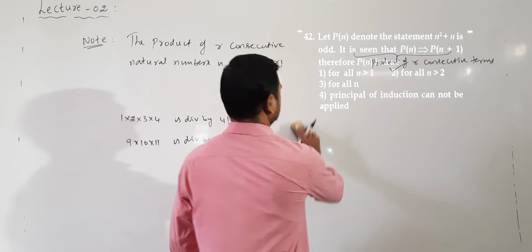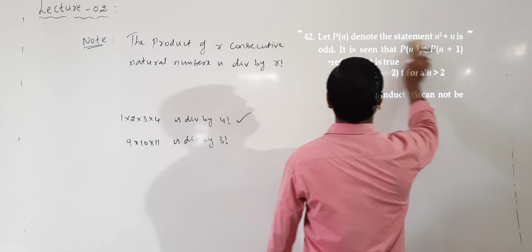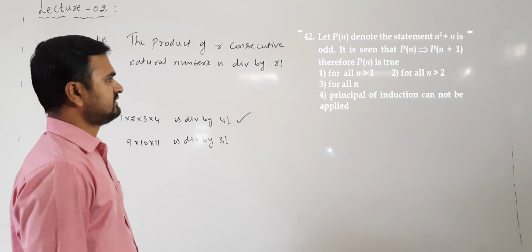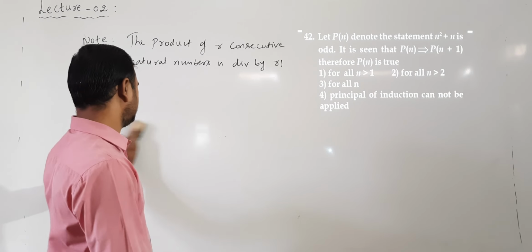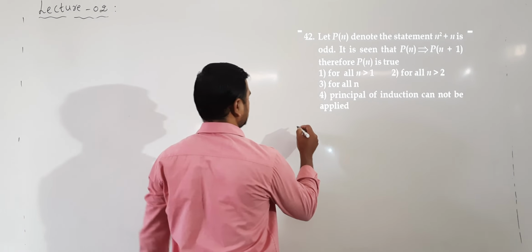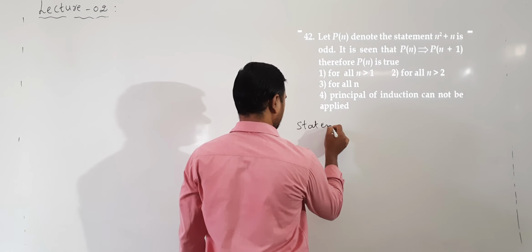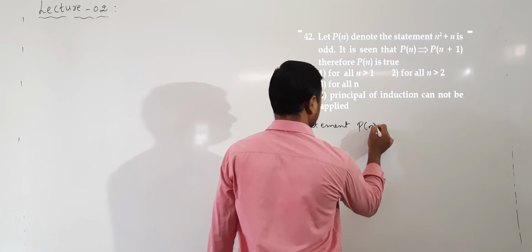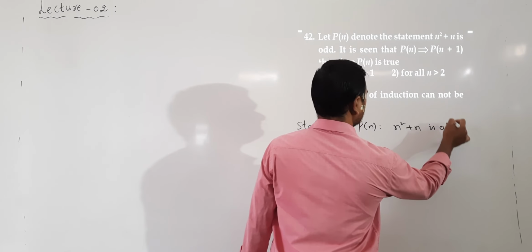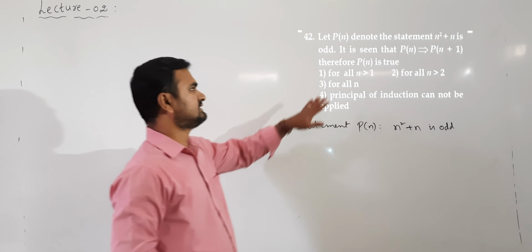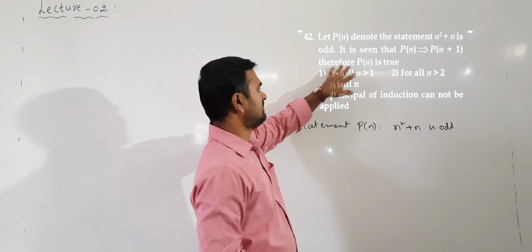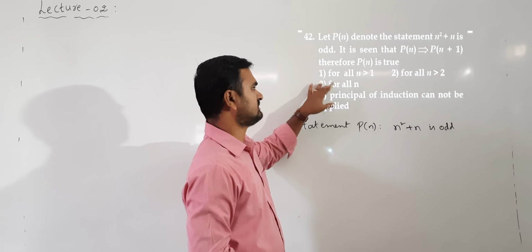Next question. Let P of n denote the statement n squared plus n is odd. This is the statement given. And it is seen that P of n implies P of n plus 1. Therefore, P of n is true for what values of n?